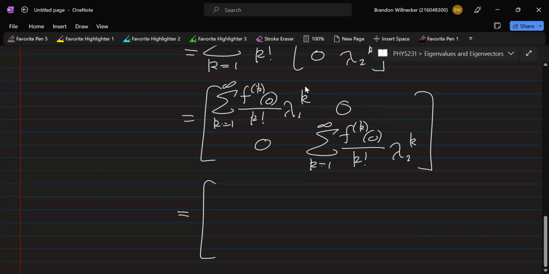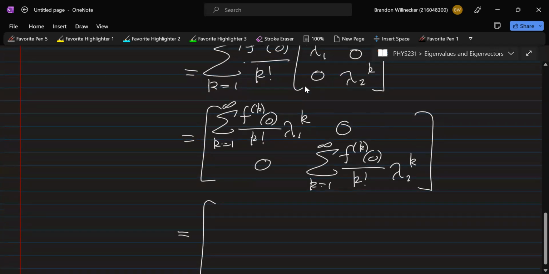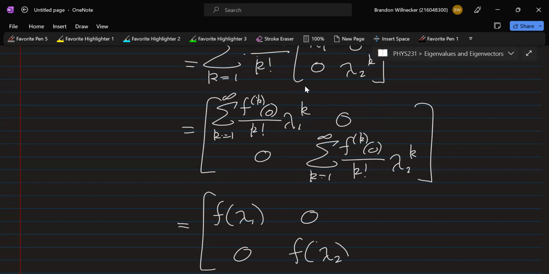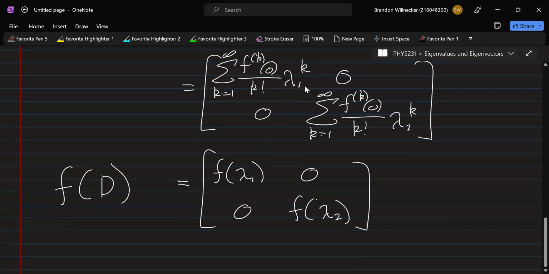Okay, now this first series in the first row, first column, that is just the Taylor series, but evaluated at lambda 1. Now, since this is the Taylor series for f, we can write this as f of lambda 1. Okay, 0, 0. And then the second series, that's just f at lambda 2. And then remember on the other side, we had f of D. So here we get the first important result. If we have a diagonal matrix D, then applying the function to it is the same thing as applying the function to the diagonal elements.